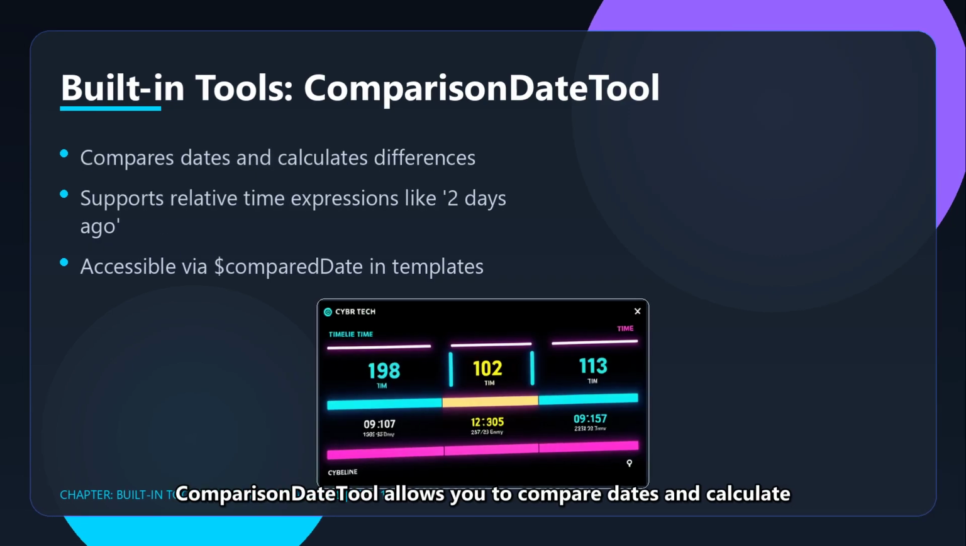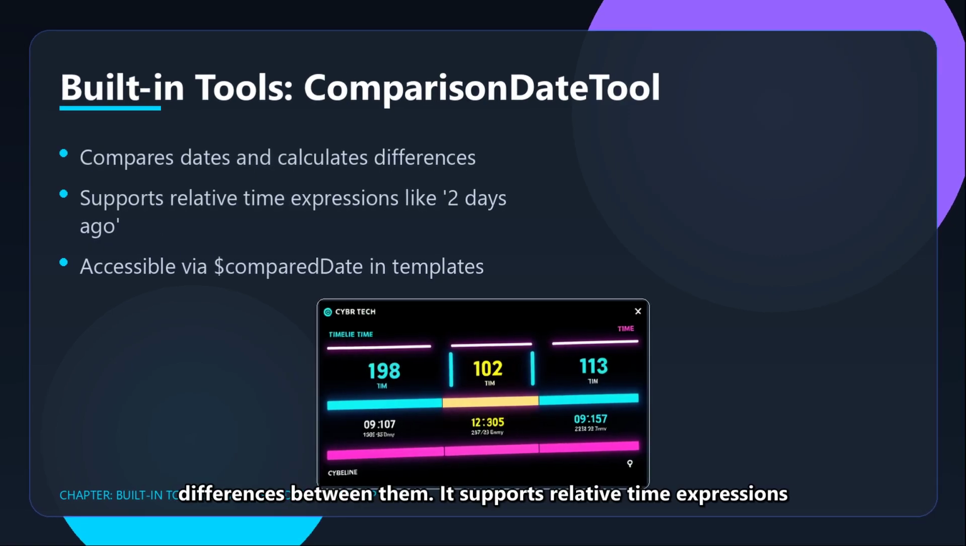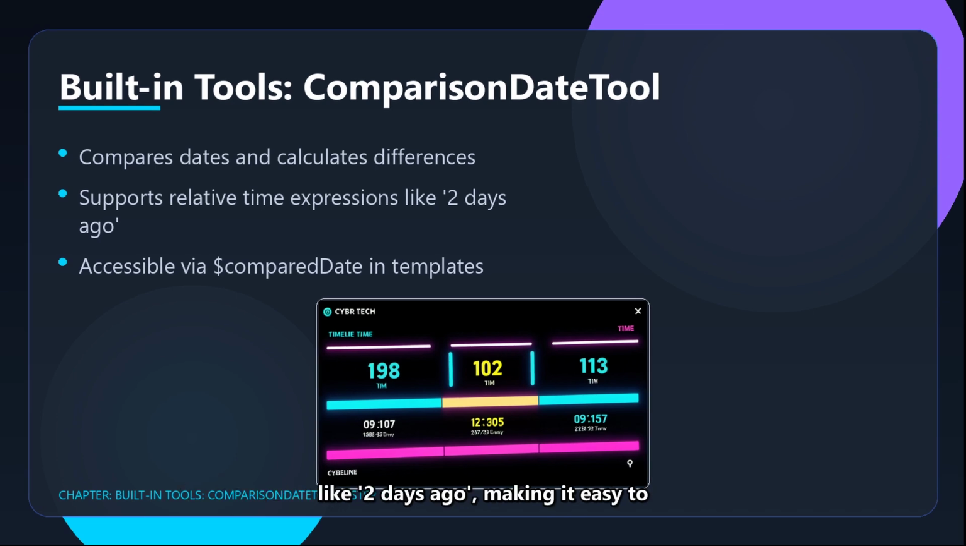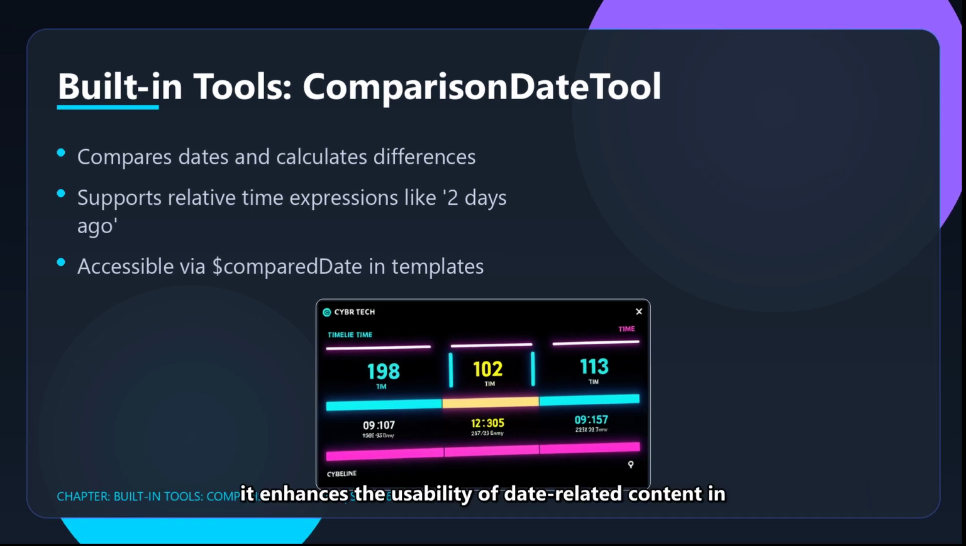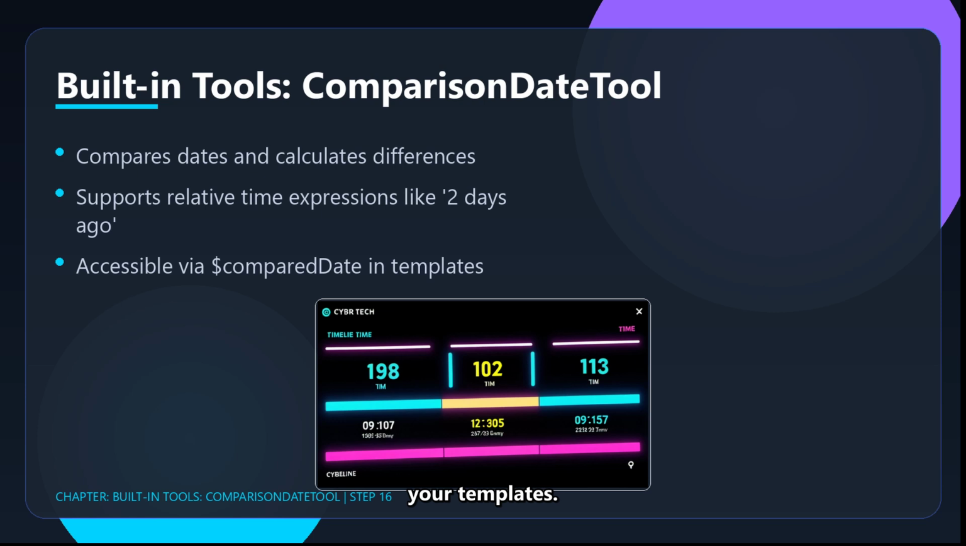ComparisonDateTool allows you to compare dates and calculate differences between them. It supports relative time expressions like "2 days ago", making it easy to display human-readable timestamps. Accessible via the comparedDate variable, it enhances the usability of date-related content in your templates.